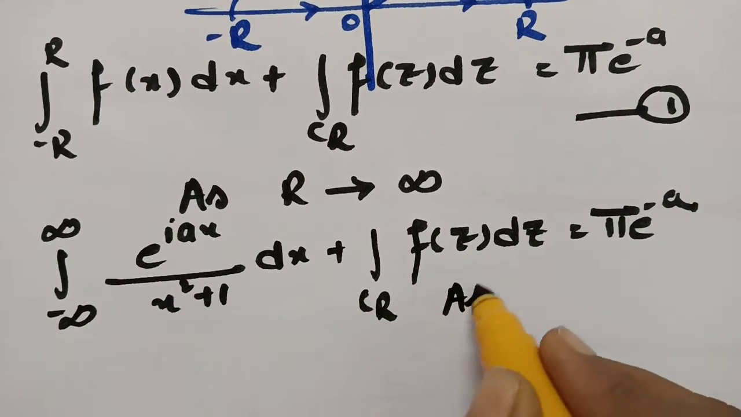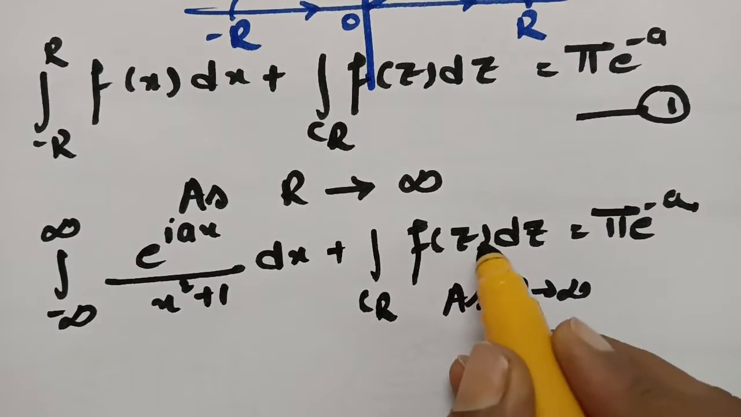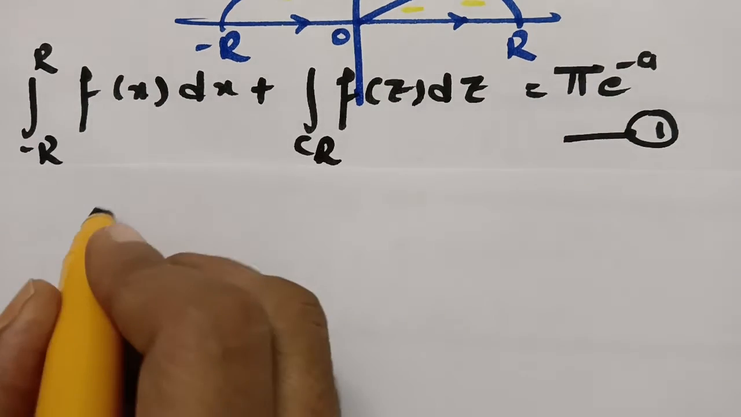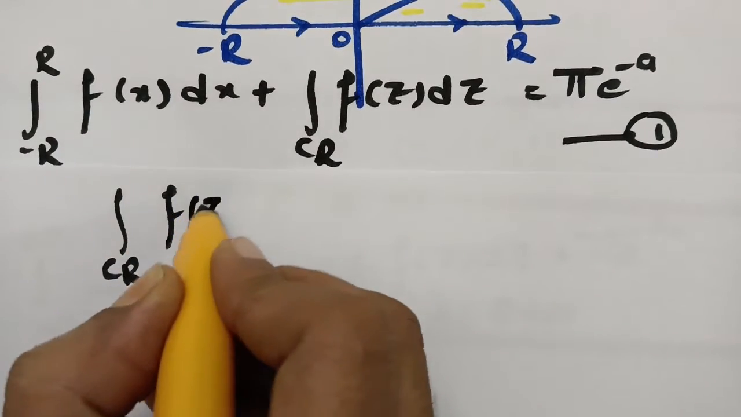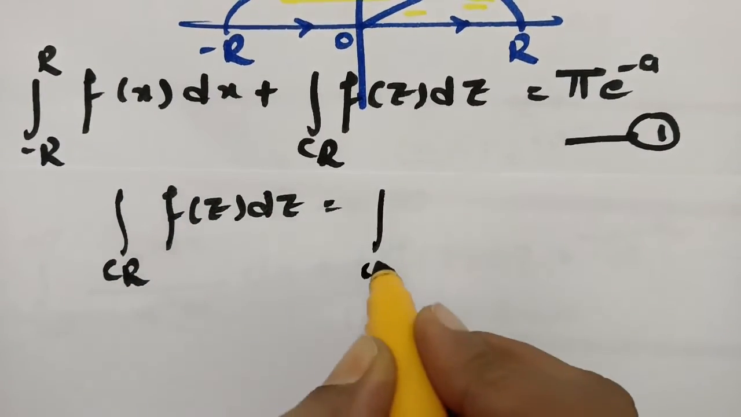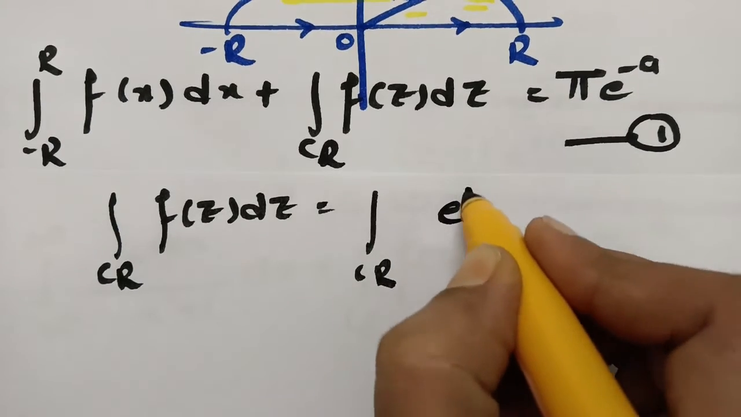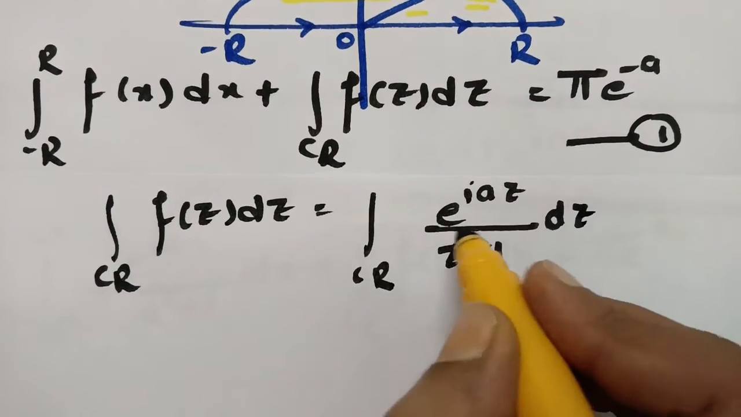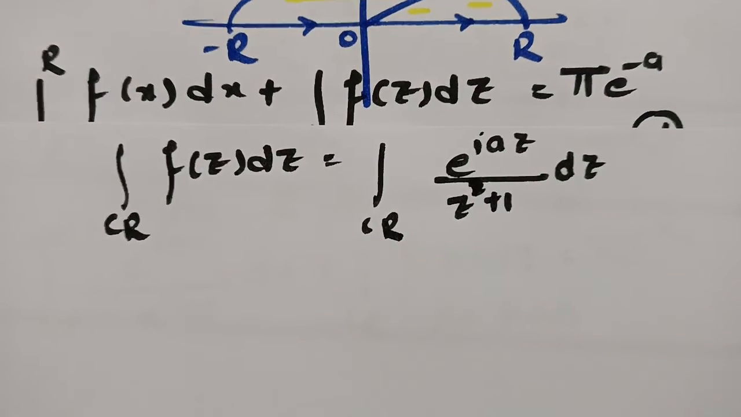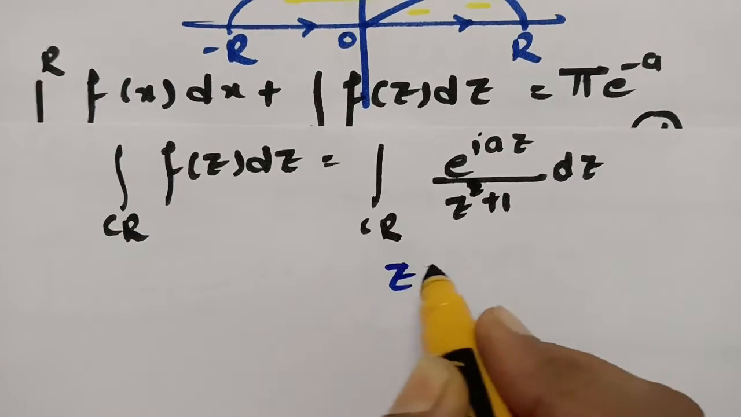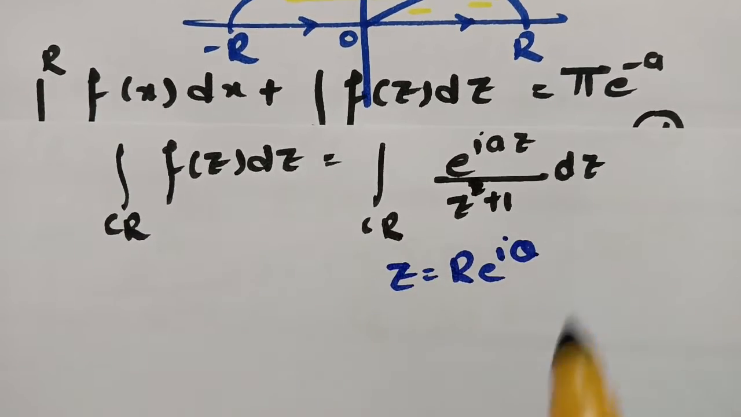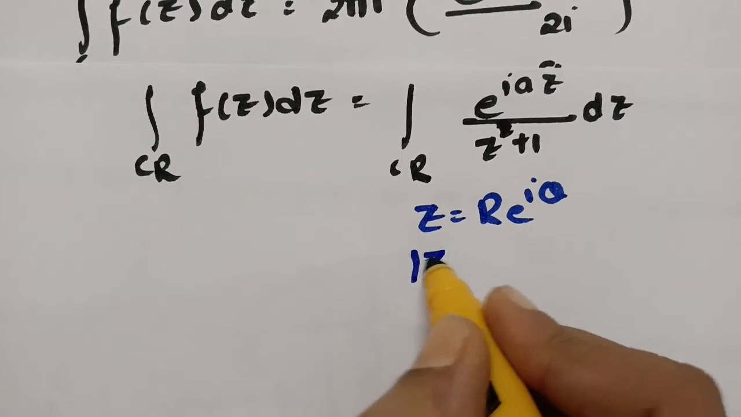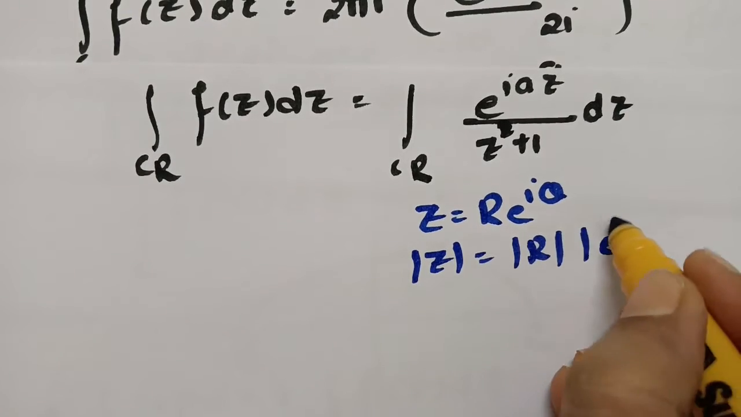Now as R tends to infinity, what happens to this integral? I am going to check. See here, it is very clear, the integral over C_R of f of z dz, where f of z is e to the power i a z by z squared plus 1, dz. I'm giving you clarity here, as we have to put the z value. So put z equal to r e to the power i theta. See what happens here. Take the modulus: modulus of z is equal to modulus of r e to the power i theta.